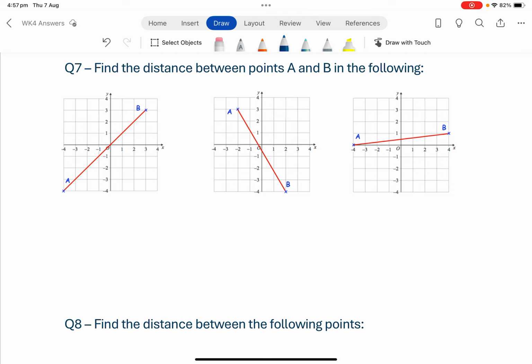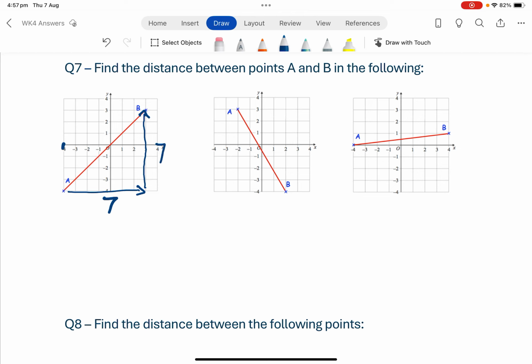So we need to find the run and the rise, as with other questions. In this case, I'm going from -4 up to 3. I've traveled 7 to the right. And I'm going from -4 up to 3 vertically, so I've actually traveled 7 up.